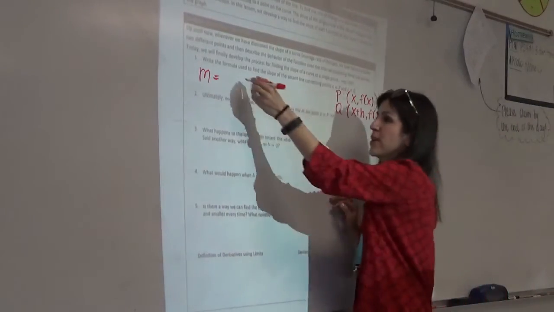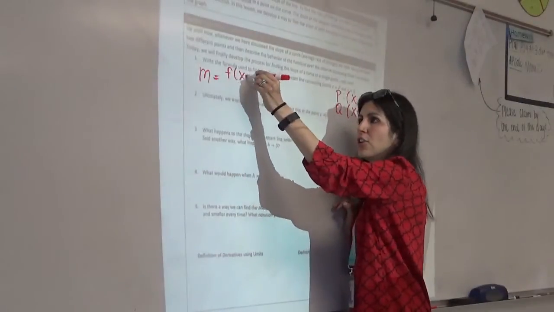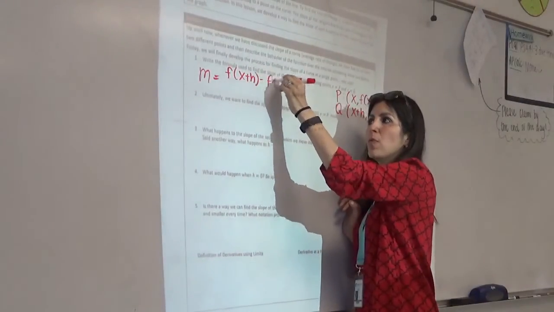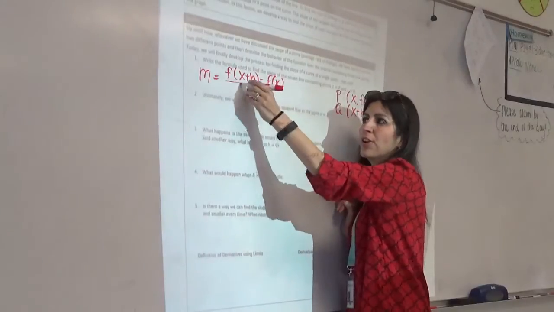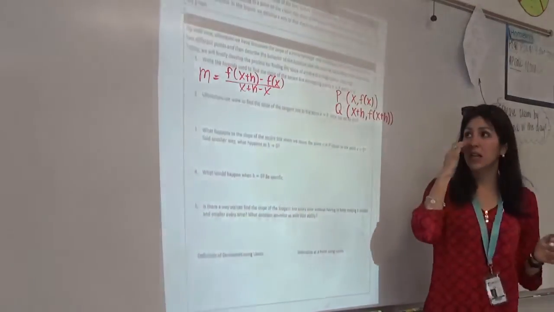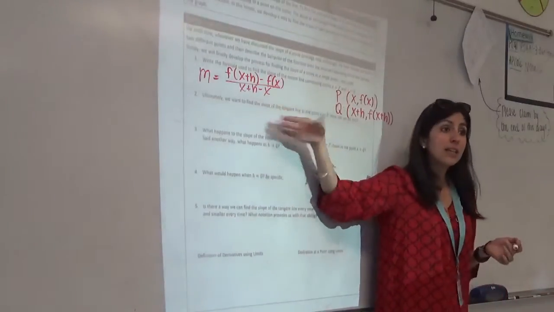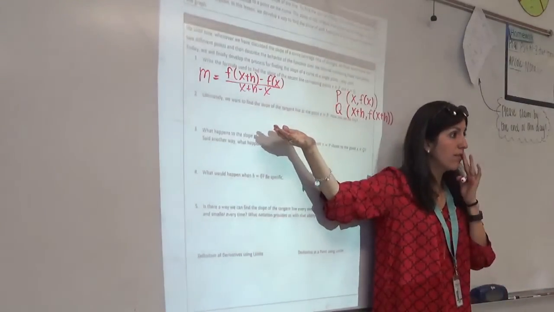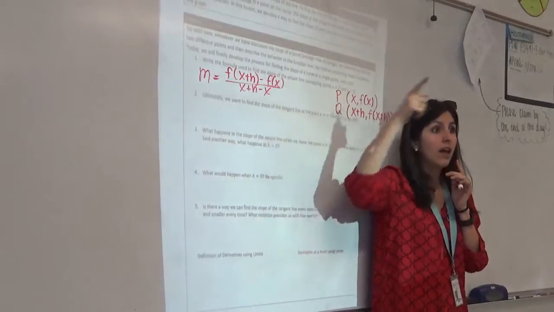Alright, so here's what I'm expecting to see. Your y2 minus y1 over your x2 minus x1, right? So I had that a second ago. Can anybody recognize any simplification that can occur to that formula that we just created?